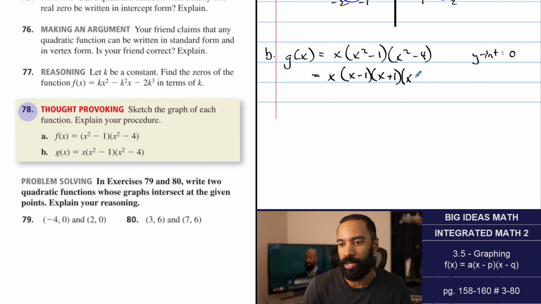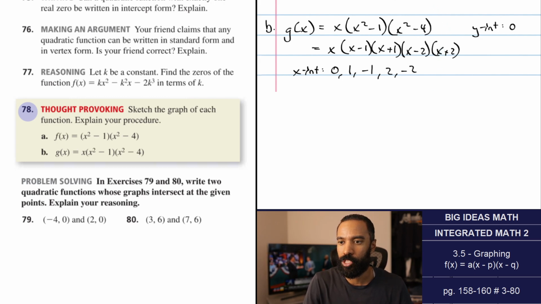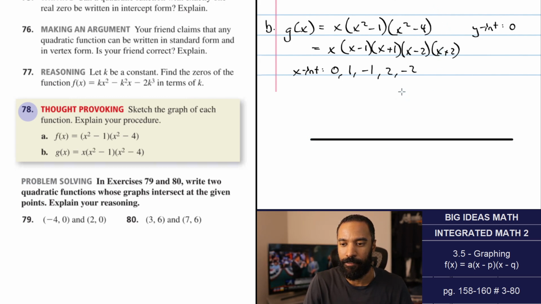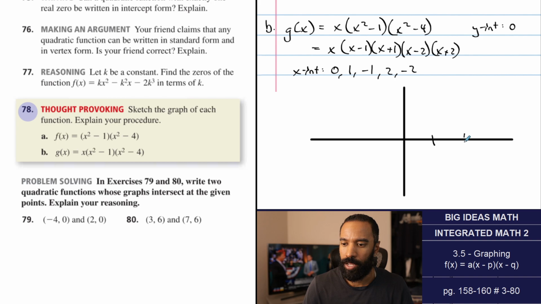Negative 1, positive 1, negative 2, positive 2, right? There are 5 x-intercepts this time. You have x-intercepts of 0, that's one of them, 1, negative 1, 2, negative 2. So with this graph, we're going to be crossing the x-axis 5 times. The y-intercept is the x-intercept of 0, right? So we're going to have 1, 2, negative 1, negative 2. Not very well drawn. We're going to hit these points, boom, boom, and 0, and boom, and boom. Now this is going to hit 5 times.